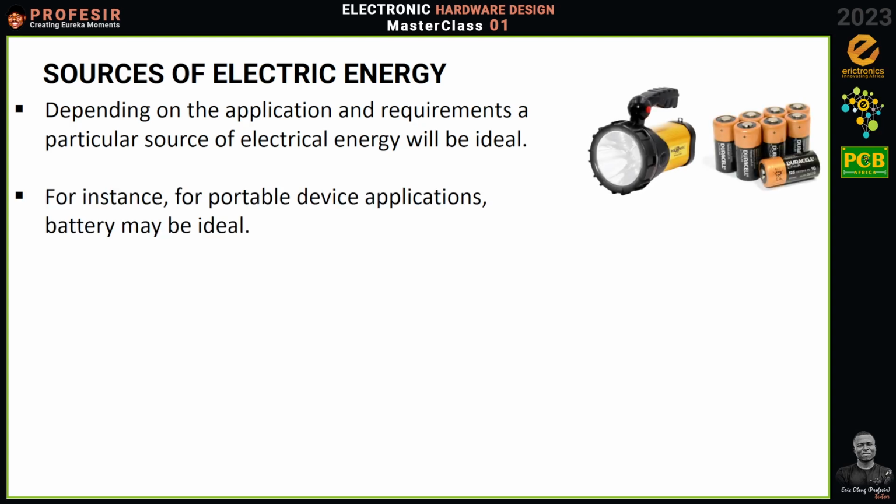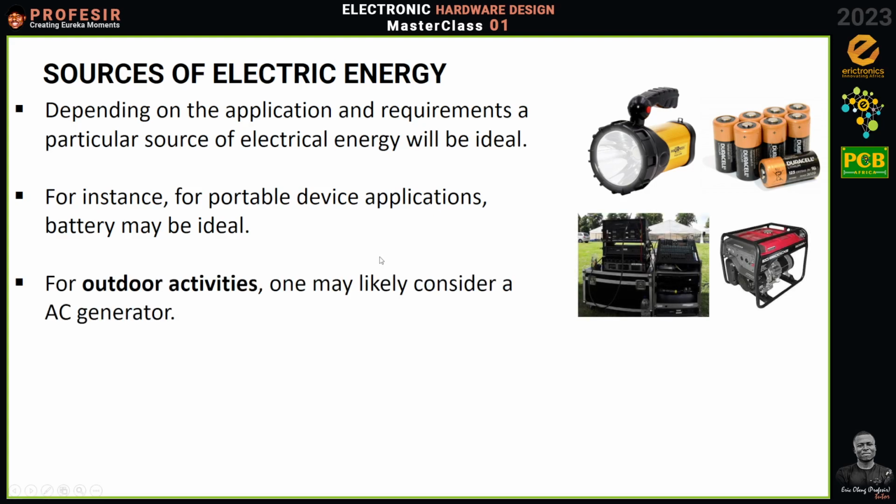So for instance, if we are talking about portable device applications like your torch light, you know that you want batteries, right? Because you don't want a situation where you have to plug a very long wire from your torch to your mains. So in such applications, you have batteries. Your mobile phones, all these things use batteries because they are portable. Batteries store the energy and make it possible for you to move around with it.